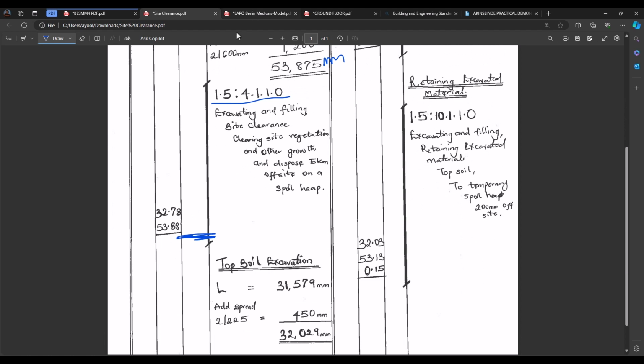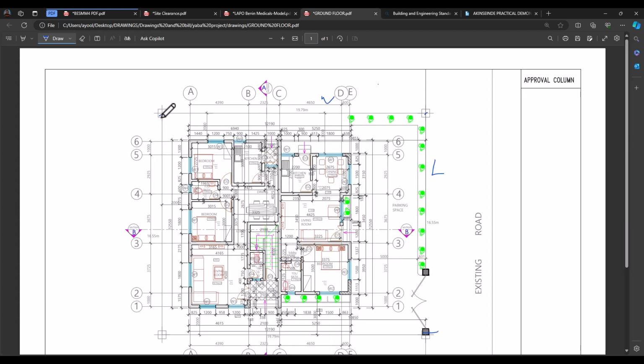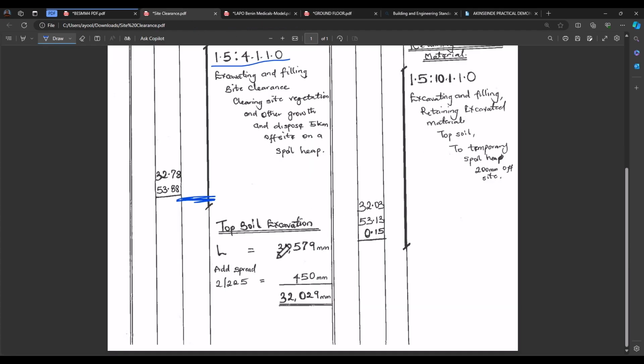Okay, let's consider this. In a situation whereby we have the site plan, what we need to do is just come to the plan and pick the information directly without adding spread or offset. Remember, this is our width and this is our length. So in booking we have 16.55 by 19.79. This is our quantity for site clearance. We just pick the dimension straight because we don't need to add spread since we have the site plan. Next, topsoil excavation.